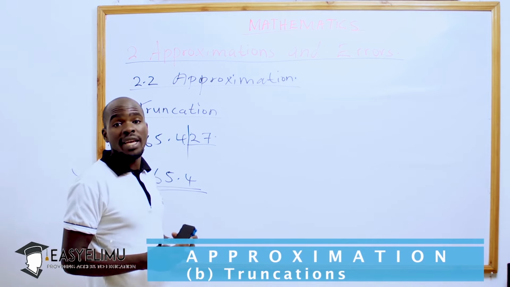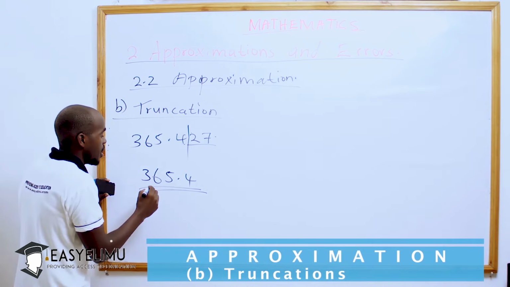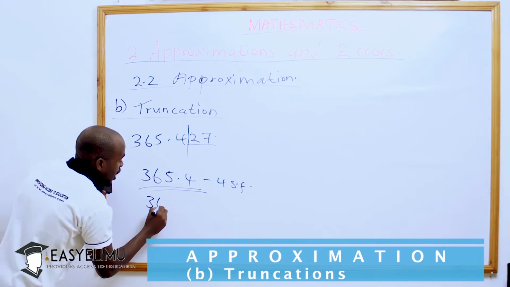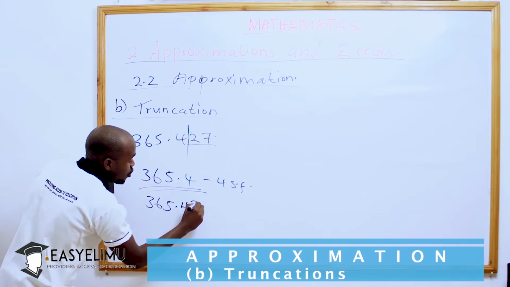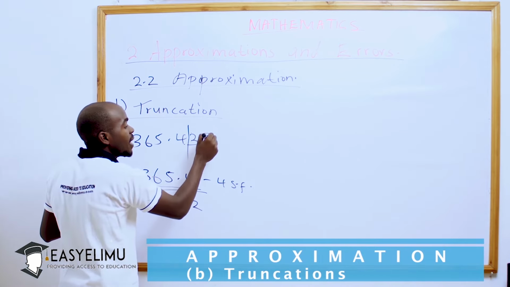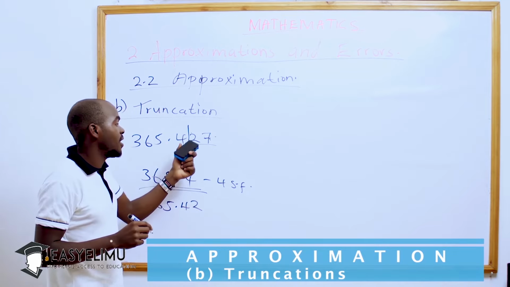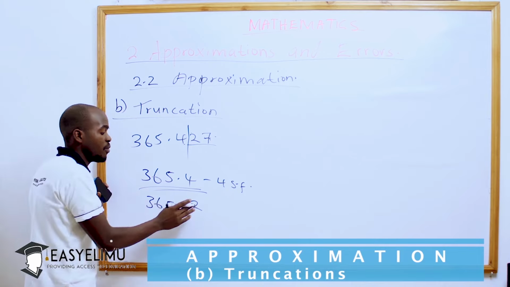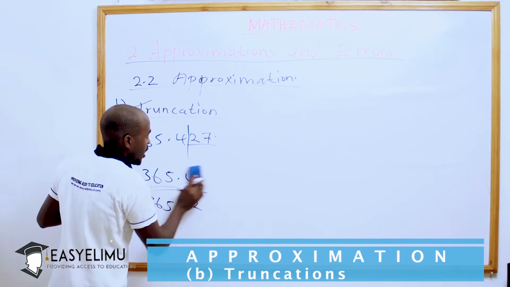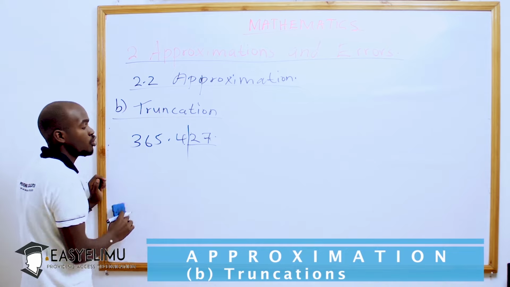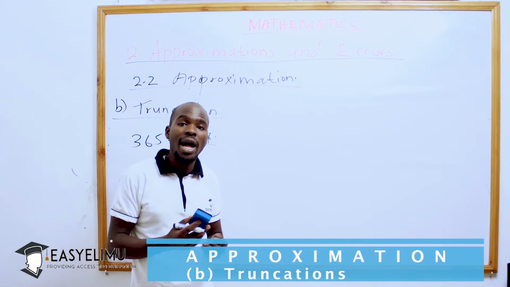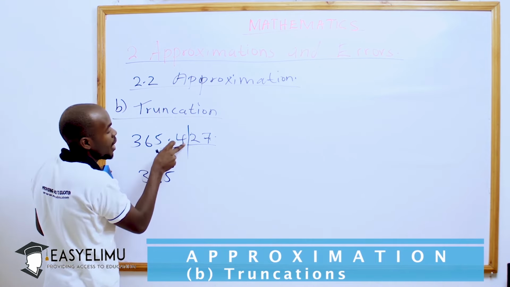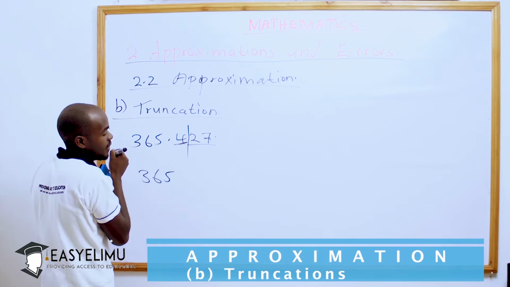And if it is to truncate to 5 significant figures, this is to 4 significant figures. But to 5, you will have 365.42. You don't round off 7 so that this one becomes 3. No. You just cut it off and then you put it the way they have asked. In case you have been asked to truncate the number to 1 decimal place, you just come and check the number to 1 decimal place. It is only this number.